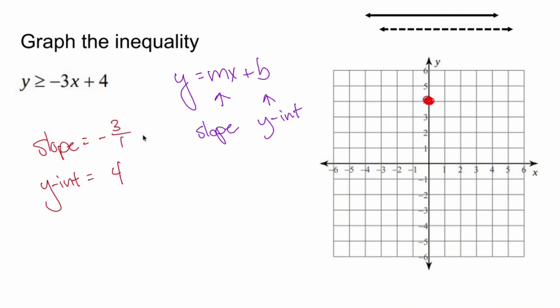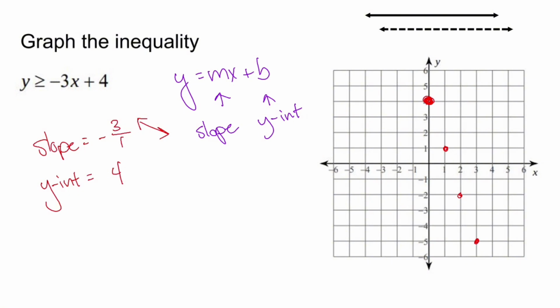So this is a negative slope, which goes down and to the right or up and to the left. So I'd go up 3, left 1, up 3, well, I can't, left 1. So maybe I'll go down 3, right 1, down 3, right 1, down 3, right 1, and make as many dots as I can. Now is where things change.